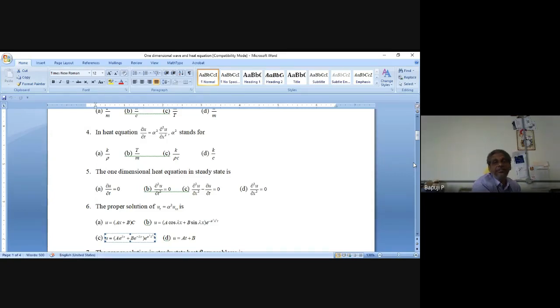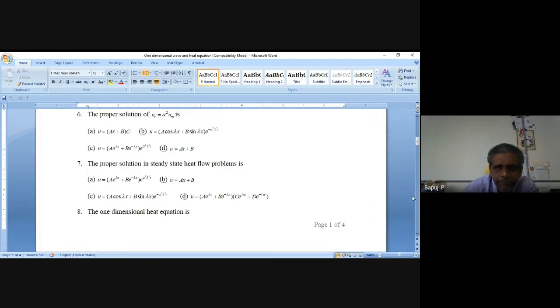The proper solution of u t equal to alpha square u xx is: first, ax plus b; second, a cos lambda x, b sin lambda x, e power minus alpha square lambda square t. This is no minus. So which is the correct answer? You have done problems. How do you start?